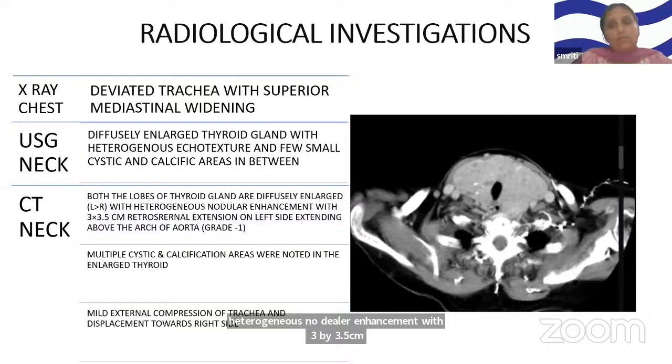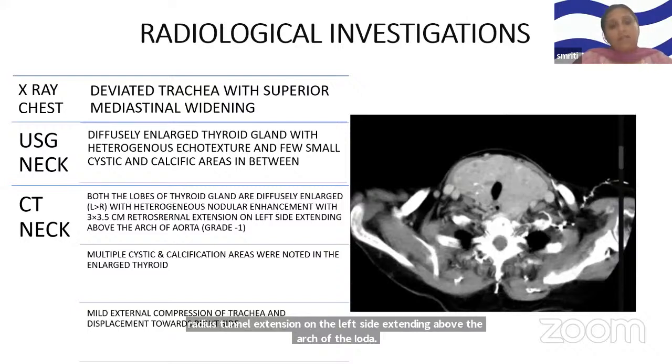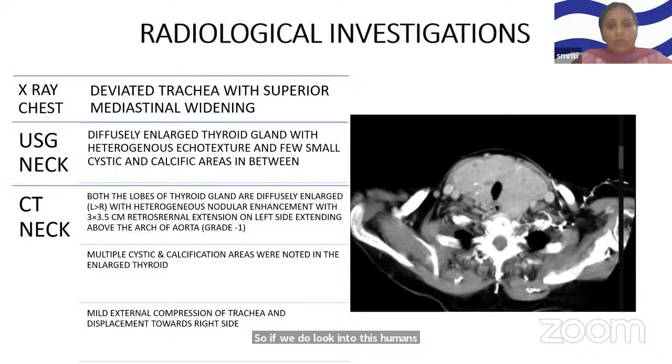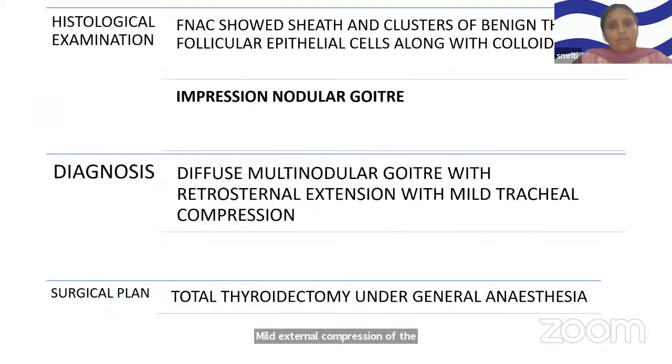If we look into the Hewins grading, this retrosternal extension comes under grade 1, that is, it was above the arch of the aorta. Also, multiple cystic and calcification areas were noted in the enlarged thyroid. Mild external compression of the trachea and displacement towards the right side was also noted.